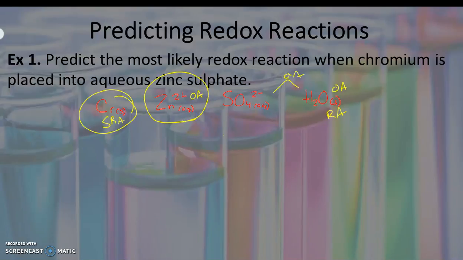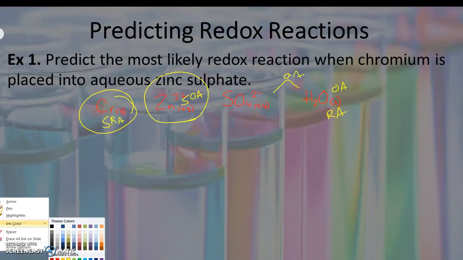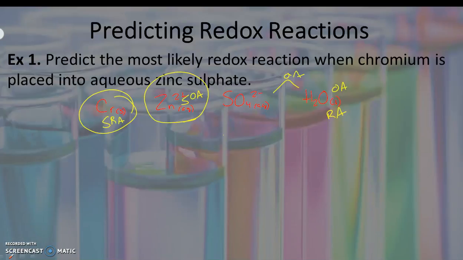Why do you have those two arrows connecting to OA? Because sulfate ions are never by themselves. They will have to react with water in order to undergo a reaction. So because I figured out this is the strongest oxidizing agent and the strongest reducing agent, then I can just go write out my half reactions.